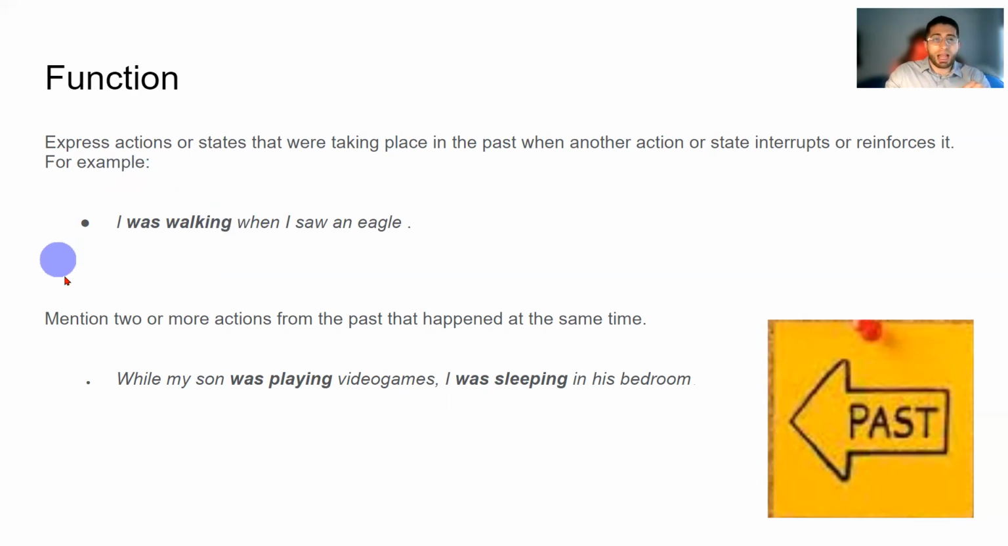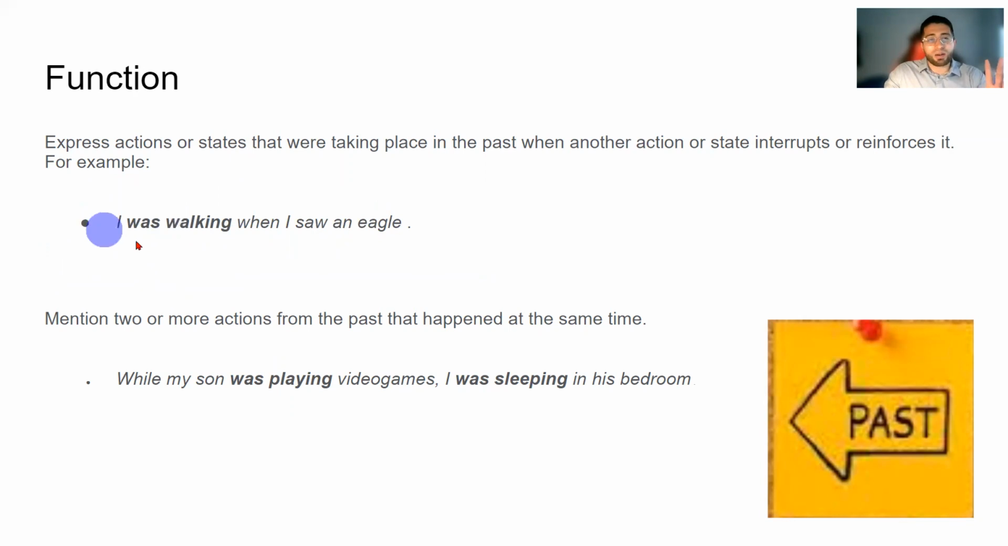Por ejemplo, I was walking, ¿cierto? Yo estaba caminando when I saw an eagle. Cuando yo vi un águila. Right? So you are combining, estamos combinando two moments or two events in the past. Estamos combinando dos eventos en el pasado, ¿no? El primero que era cuando tú estabas caminando y el segundo cuando viste el águila, right?